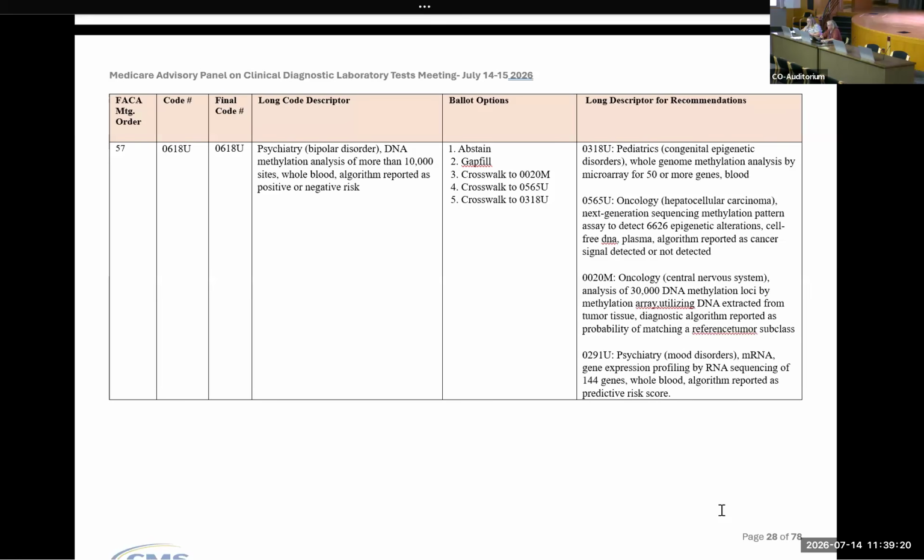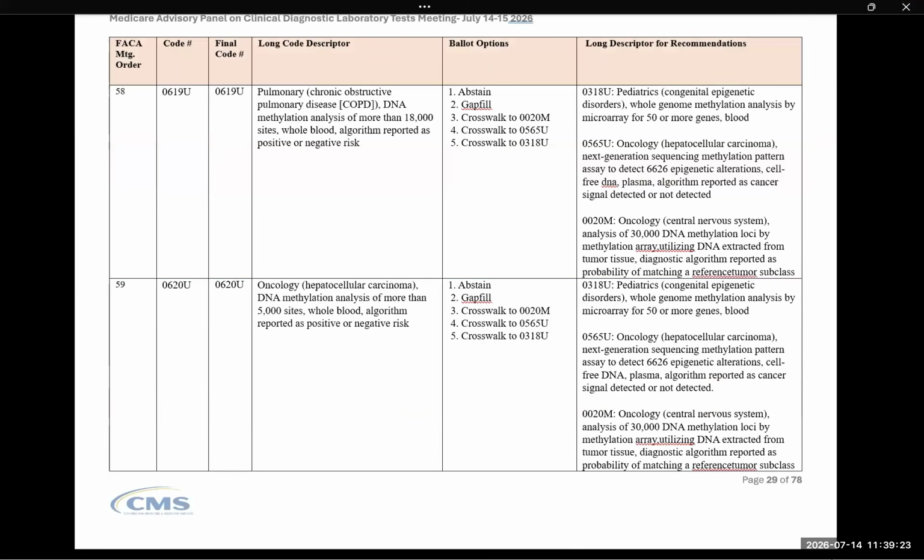Thank you. Okay, we'll keep rolling with 0619U. Maybe we can just do both of these since they're on the screen together, Joe. So 0619U and 0620U. Yes, same technology, differences in the total number of examined methylation analysis sites, but the two use cases, pulmonary chronic obstructive pulmonary disease and oncology hepatocellular carcinoma, which both match the crosswalk to 0565U. So first code here is 0619U for vote, and crosswalk as previously 0565U. All right, thank you. Panel members, if you could vote on 0619U.